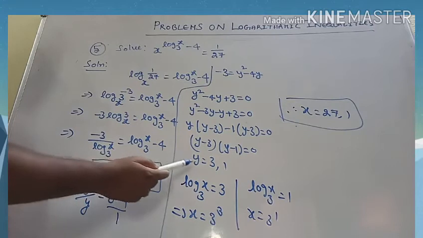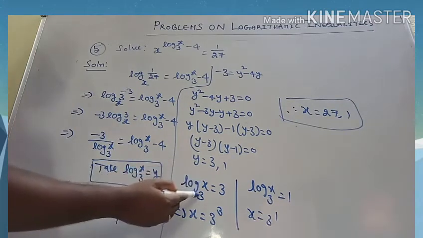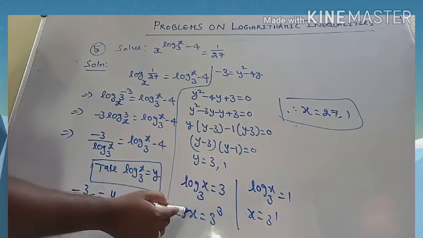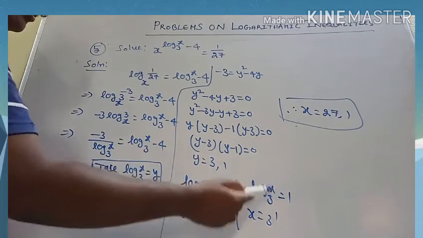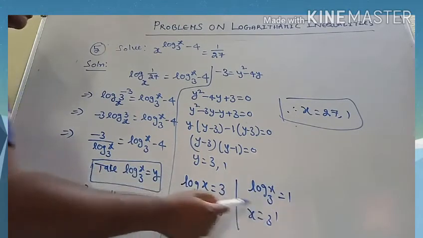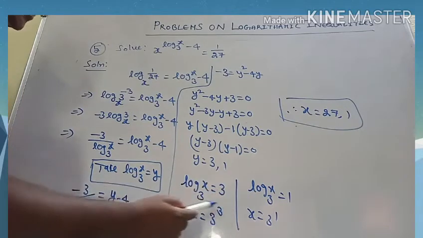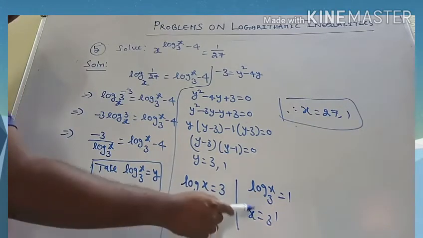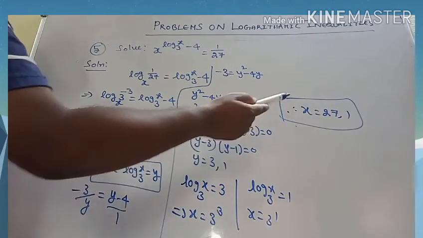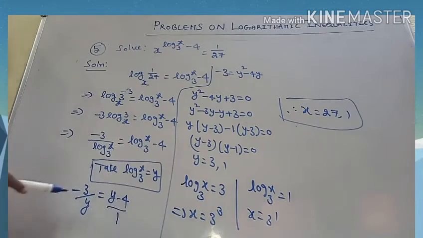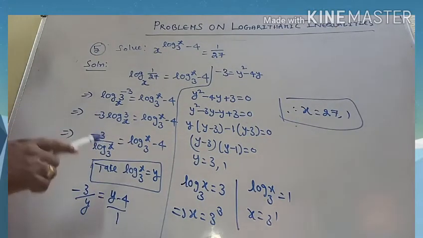But we have taken y is equal to log x to the base 3, right? Log x to the base 3 equal to 3, then x is equal to 3 cube. Another one, log x to the base 3 equal to 1, then x is equal to 3 power 1. By converting these logarithmic forms into exponential forms, x is equal to 3 cube and x is equal to 3 power 1. Therefore you have got now x is equal to 27 comma 1. These are the two required solutions of x values we got from this problem.